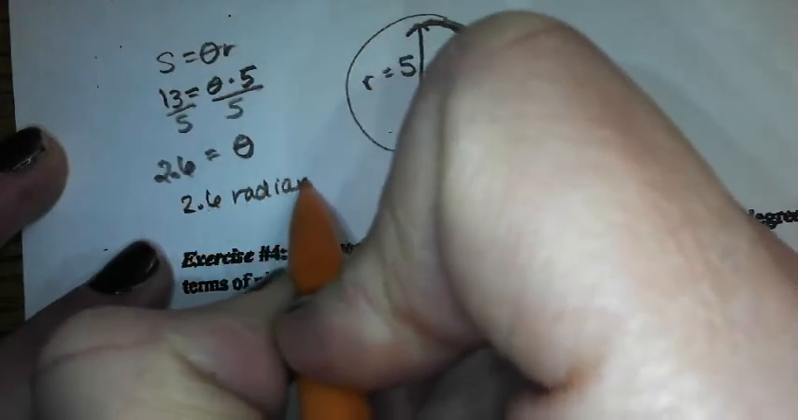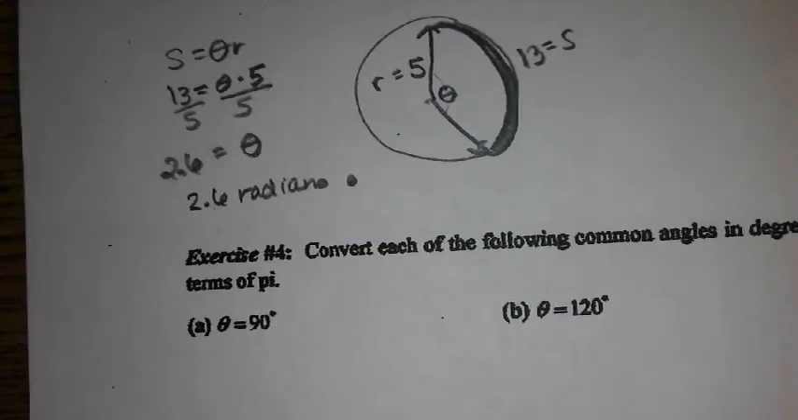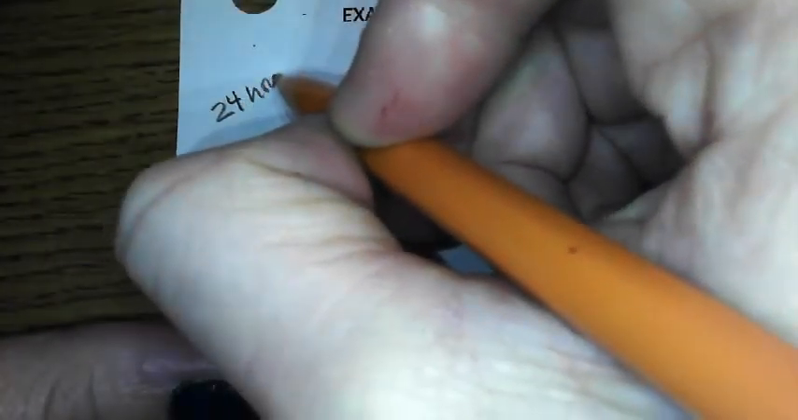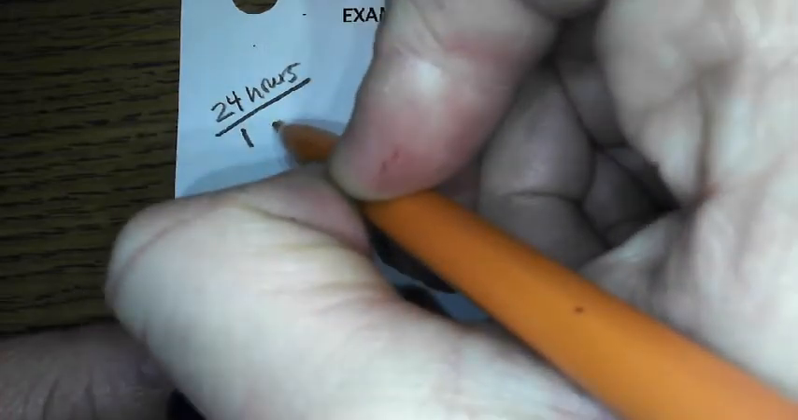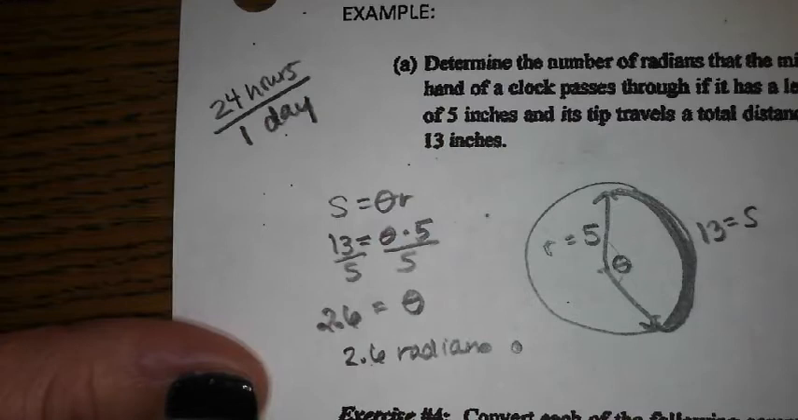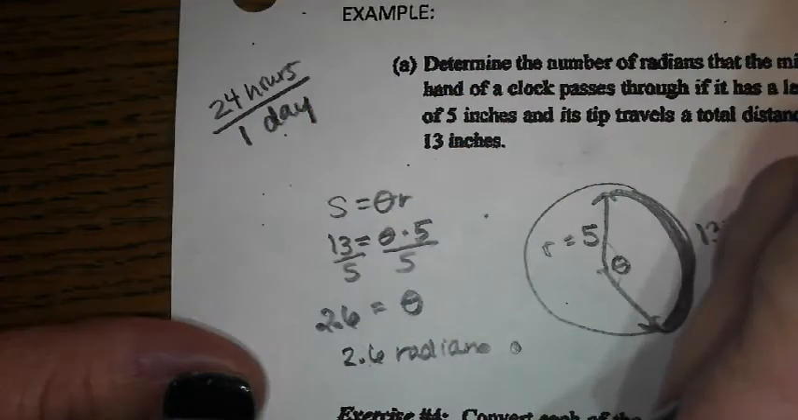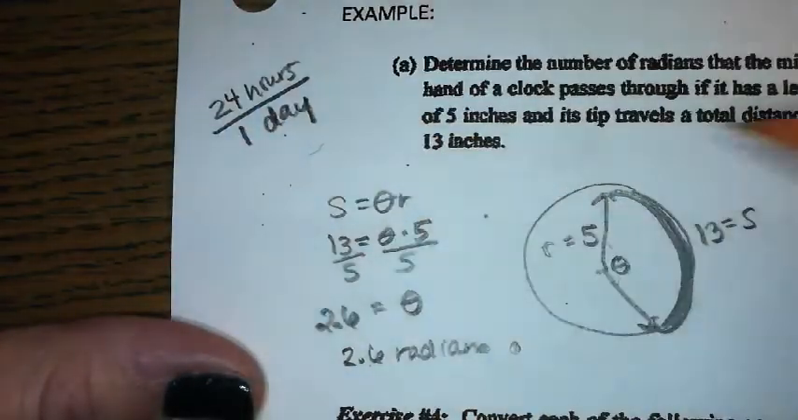So this here is 2.6 radians. We're going to convert it to degrees right now. We're going to multiply this by 1, but we're going to do it in a very tricky way. Okay? Do you all agree that 24 hours divided by 1 day is 1? Right? Because this is something divided by itself. So that's 1.